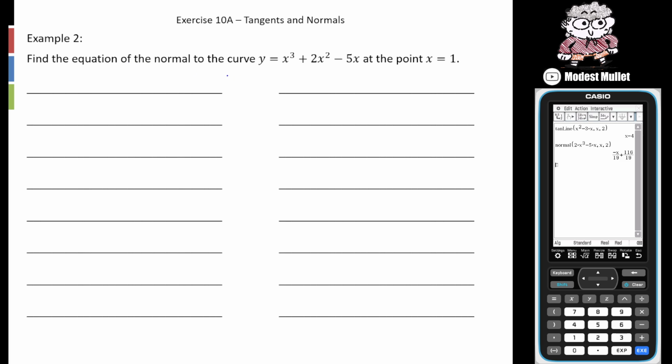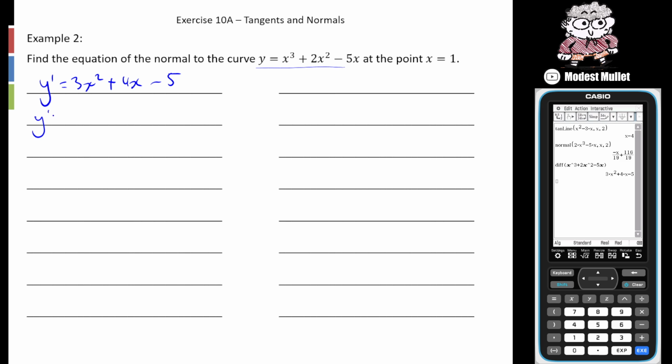Okay, same thing over here. Find the equation of the normal to the curve y is equal to blah, blah, blah at the point x equals 1. So the first thing I need to do is, just as a practice, we're going to do a calculation. We're going to differentiate x to the 3 plus 2x squared. You'd actually do this by hand quicker than probably this question by putting in the calculator, but I want to do it anyway. So y dash is equal to 3x squared plus 4x minus 5.